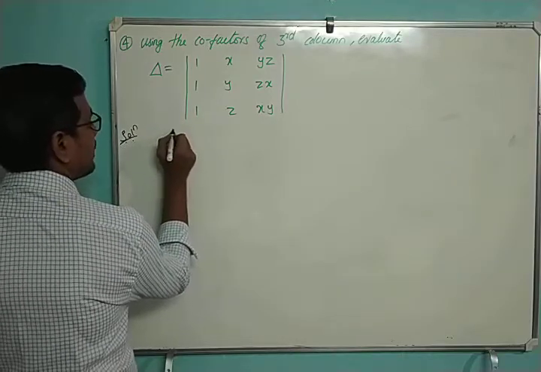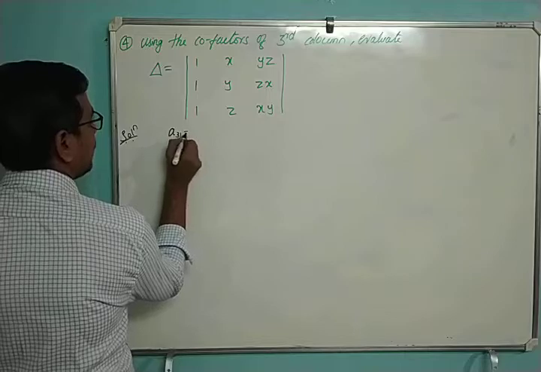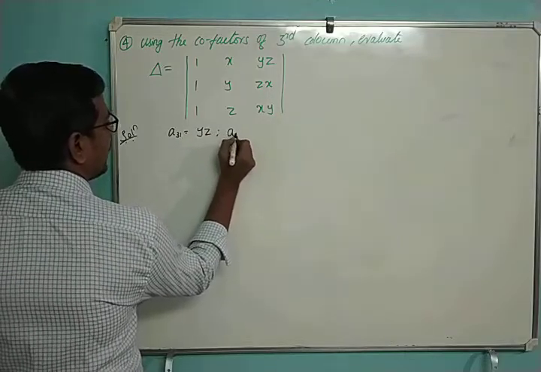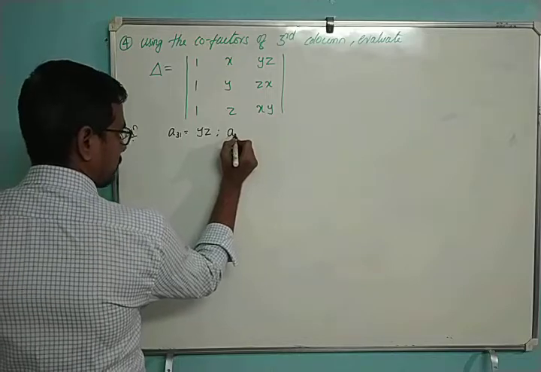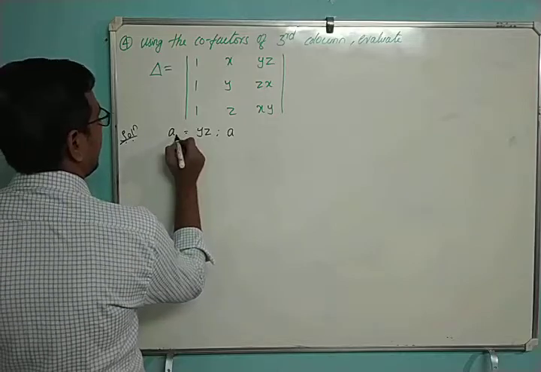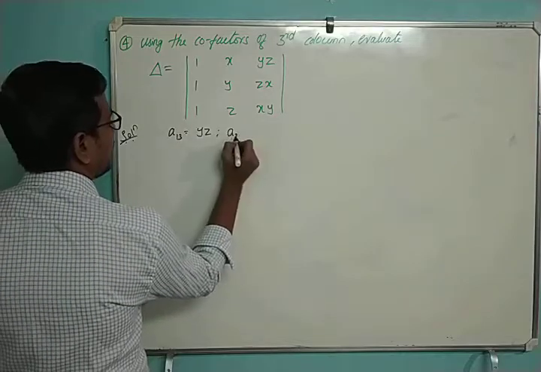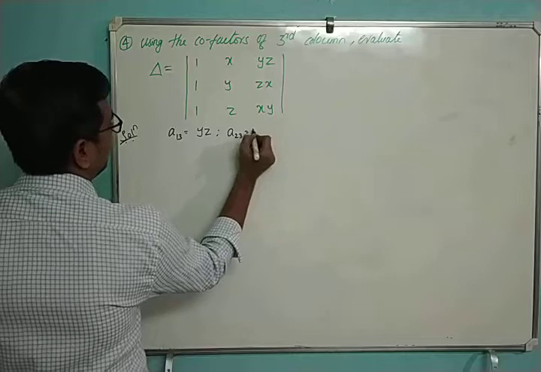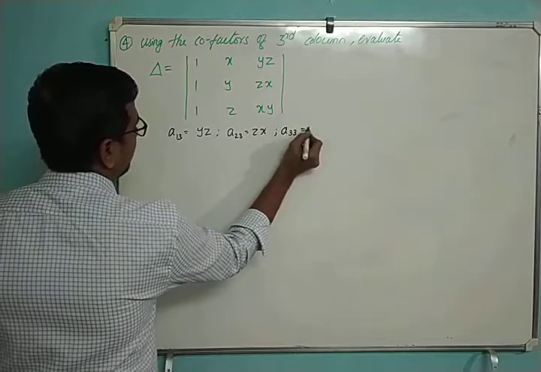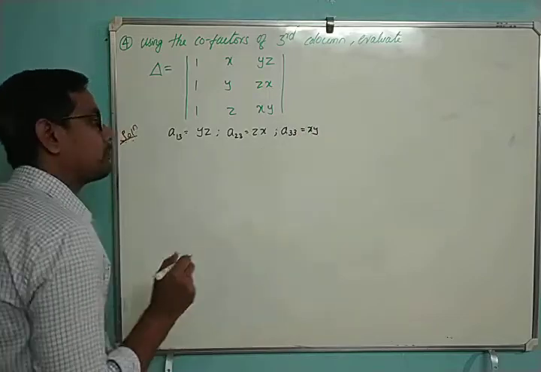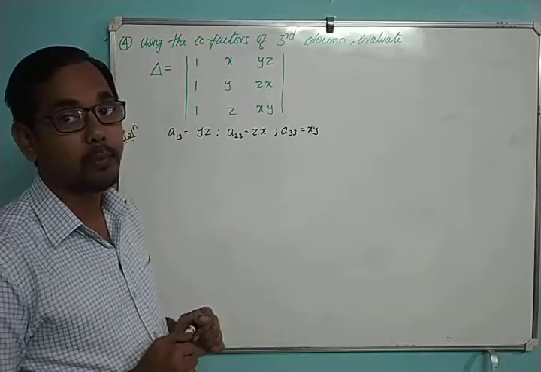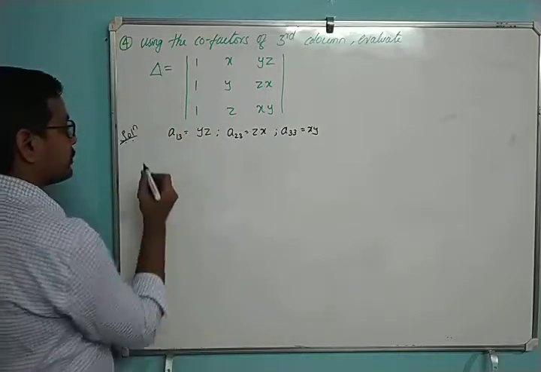So third column elements are A13, that is nothing but yz, then A23 is zx and A33, that is nothing but xy. Okay, so these are the elements of third column. So we should find its minors and their cofactors.